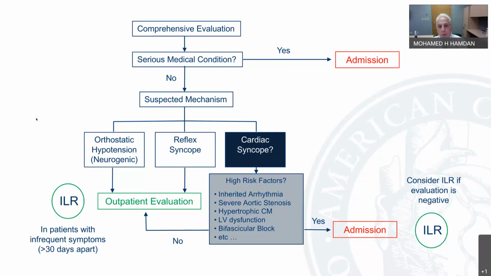If you suspect from the history that the mechanism is cardiac and the patient has high risk factors, such as LV dysfunction or bifascicular block, these patients are usually admitted for invasive evaluation. And if the evaluation is negative, you should consider ILR implantation in these patients. Another indication for ILR use in patients with cardiac syncope are those who do not have the high risk factors, where you made the determination already to monitor these patients, and their events are infrequent, more than 30 days apart. So this would be another group of patients where ILR use is helpful.